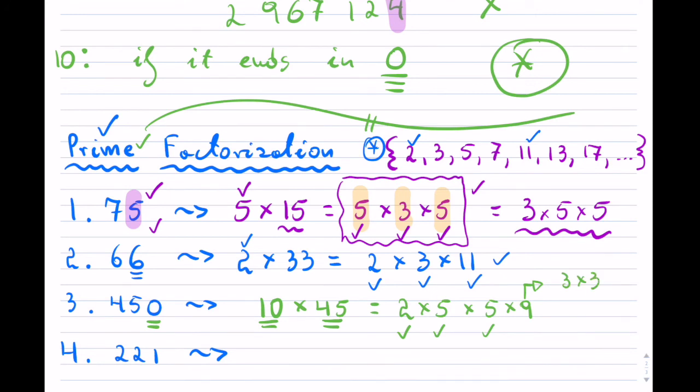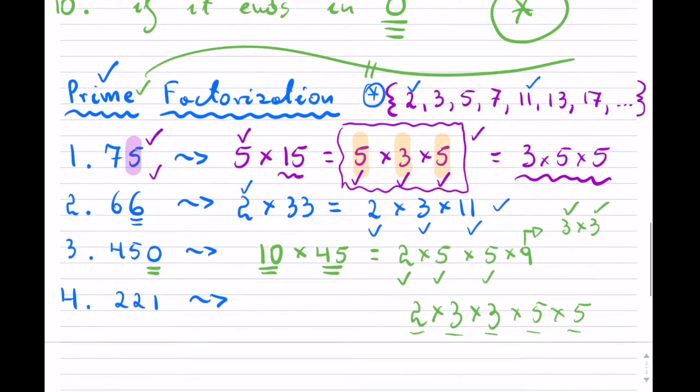So the full prime factorization of 450, and I'll write these from smallest to largest, is 2 times 3 times 3 times 5 times 5. I apologize, I said 9 by mistake. This now becomes our prime factorization. And if you multiplied all of these numbers, you would get 450 back.